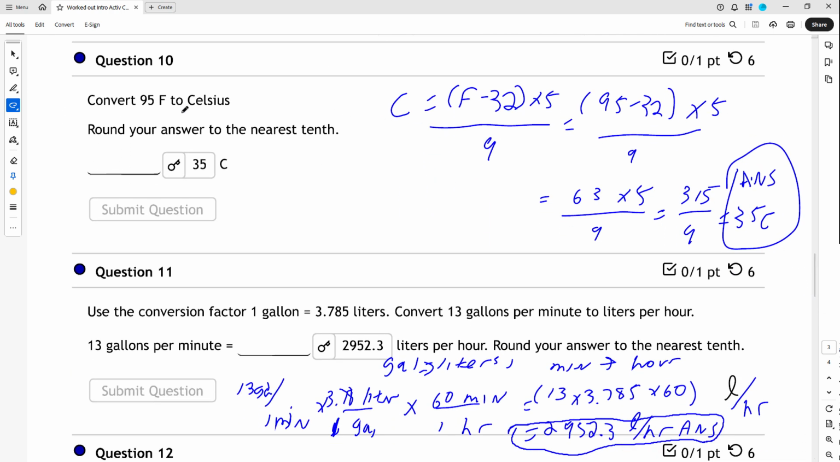Now do a conversion to Celsius. So that's my formula. Fahrenheit is 95, so I plug in and I simplify it using order of operations. So 95 minus 32 here gives me 63 times 5. It's 315 divided by 9. My answer is 35 degrees Celsius.